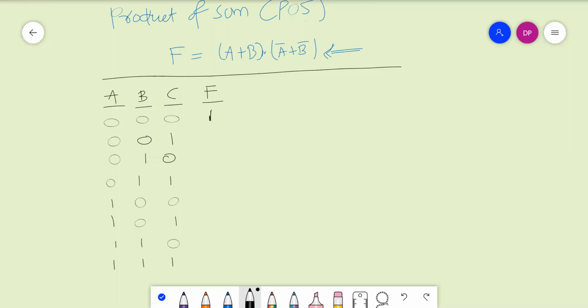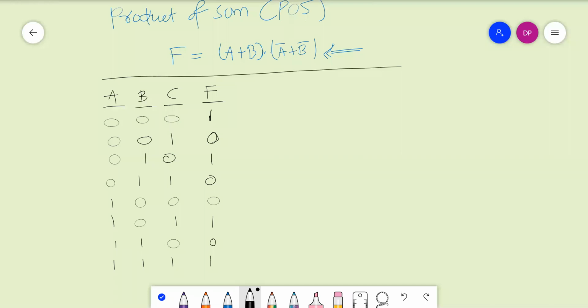Then for the second combination of 0, 0, 1, F is 0. Let's say this is 1, this is 0, this is 0, this is 1, 0, 1. I've taken some random values for the function. So the function is 1 for a different set of input combinations, right?